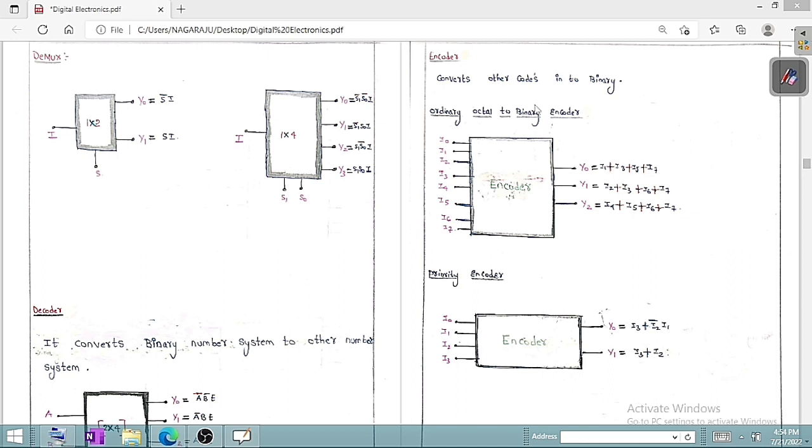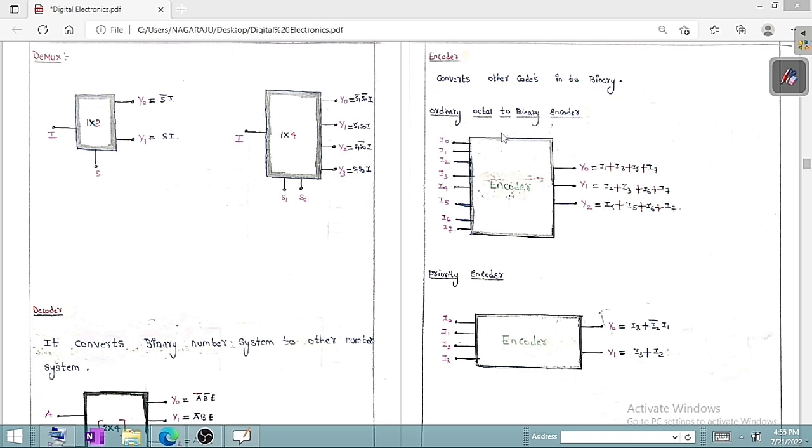So now we are going to learn about the encoder. The encoder converts any other number system to the binary number system. Now you can see clearly the ordinary octal to binary encoder. For the ordinary octal to binary encoder, we get a circuit like this. I want to convert octal to binary.